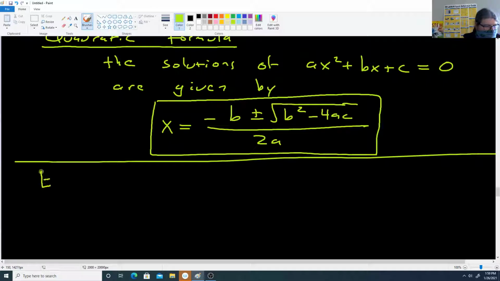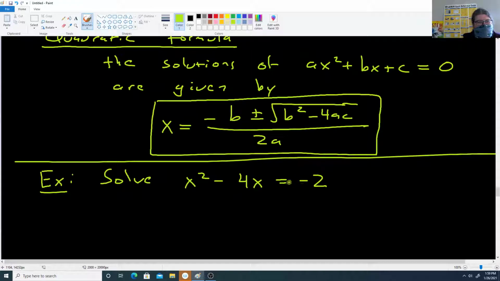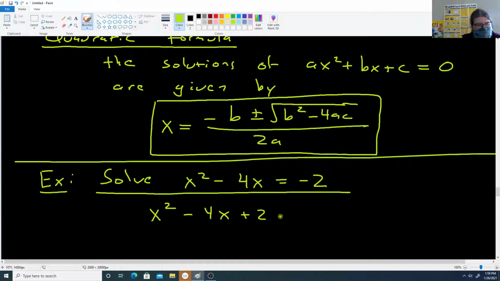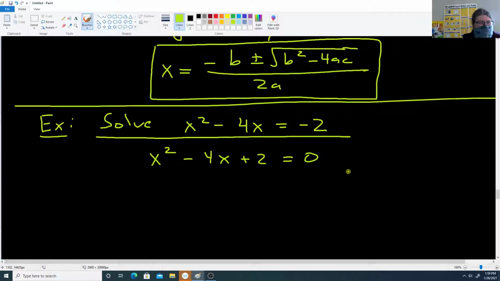For our first example, we want to solve x squared minus 4x equals negative 2. In order to use the quadratic formula, I need everything on one side compared to 0. So the first step is to move the negative 2 over as a positive 2. Then I need to identify what's acting as a, b, and c. A is the number in front of x squared. B is the number in front of x. C is the constant term, which is a term with no x. Do not bring the x values themselves into the quadratic formula.